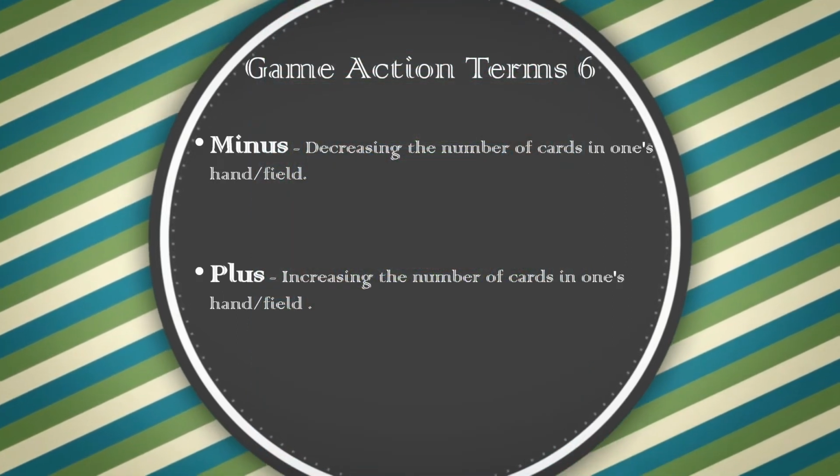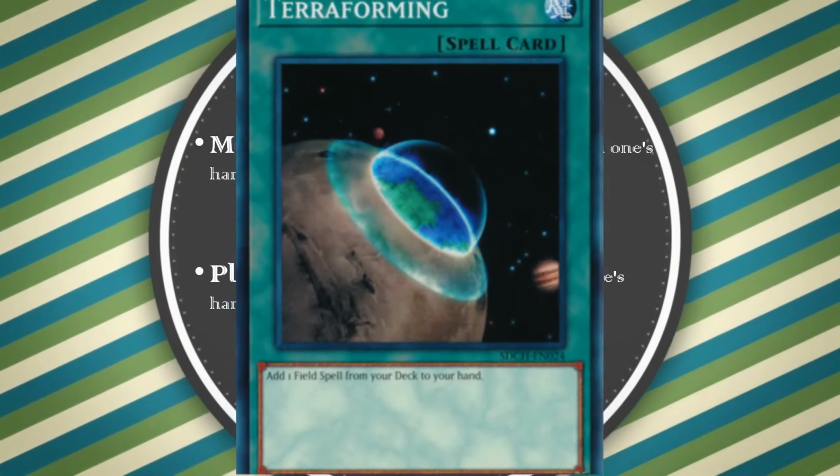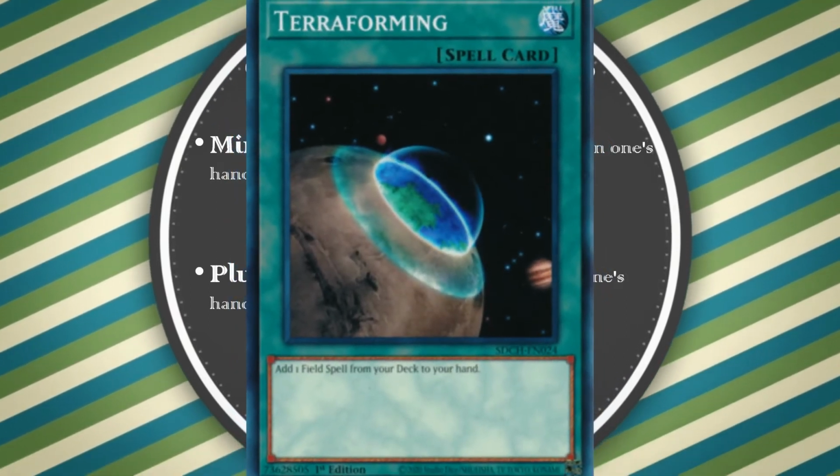We also have 1-for-1 cards like Terraforming, which is basically an even swap, giving neither a plus nor minus.